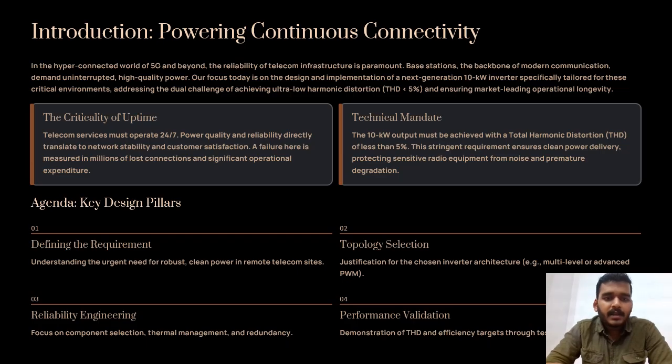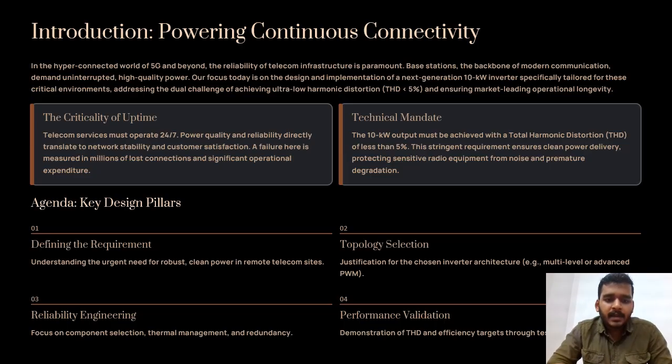Coming to the PPT introduction: power continuity and connectivity through the inverter. The telecom inverter offers low harmonic distortion and long-lasting power connectivity. Through this, we can see the topologies and infrastructure of the telecom inverter in next generations, through the 10 kVA inverter specifications. THD, total harmonic distortion, is up to 5%.